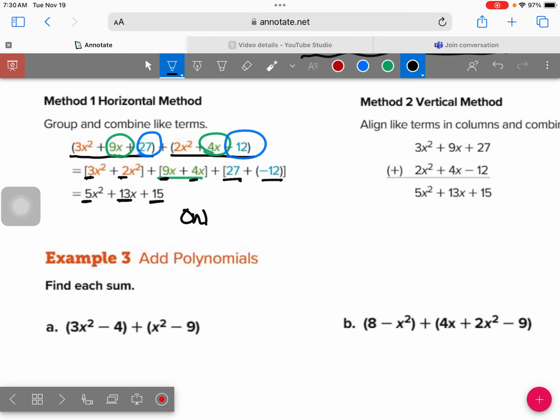So only add the coefficients. Coefficients are the numbers in front of the variables. Okay? Do you have them all now?